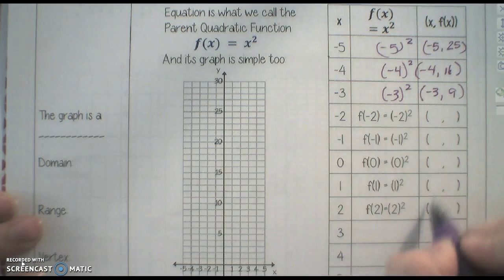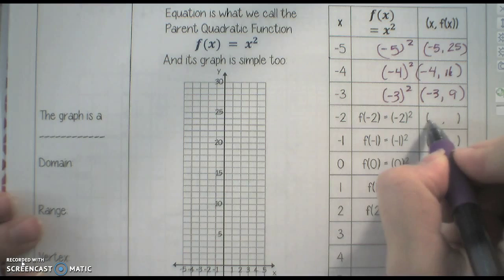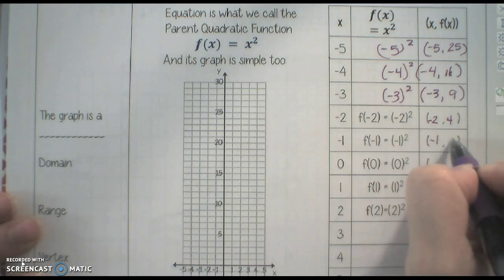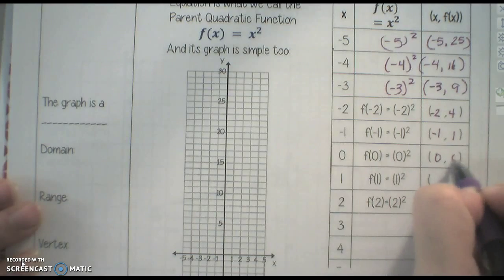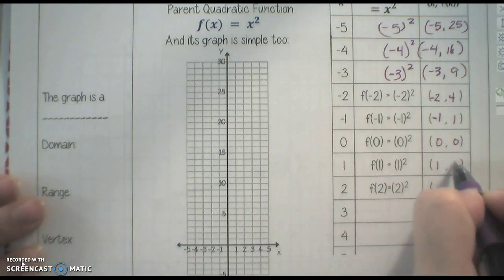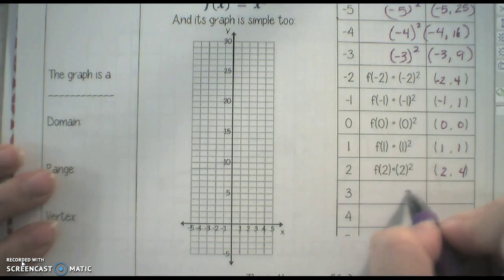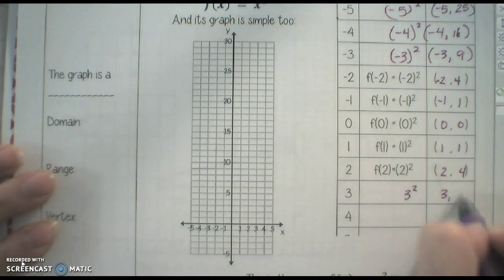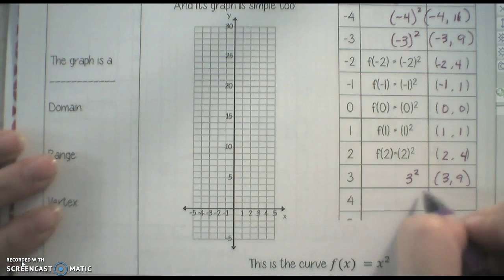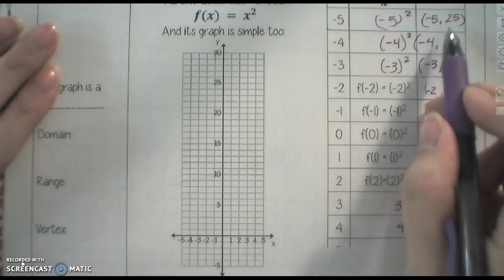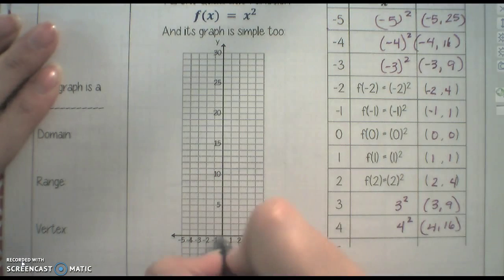And then these are kind of already done for us in a sense, but -2 and -2 squared, 4, -1 and -1 squared, 1, 0, 0, 1 and 1 squared is 1, plug in 2, 2 squared is 4, plug in 3, and 3 squared is 9, plug in 4, and 4 squared is 16. So if we went ahead and plotted these coordinates over here, it would look like this.